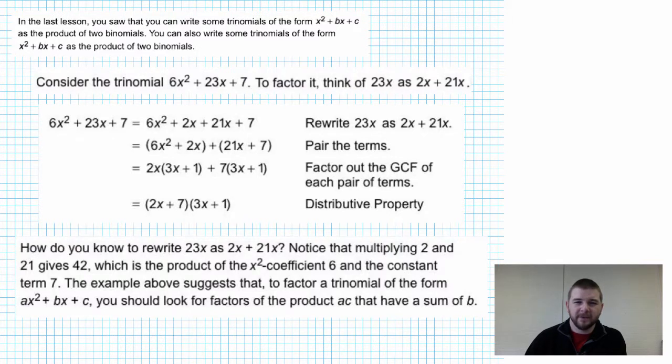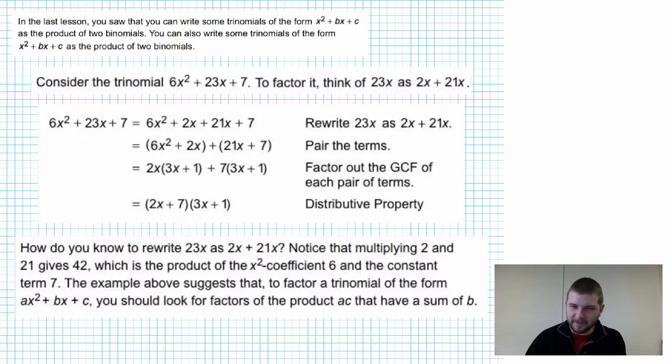So remember, the objective of this section is to factor trinomials that do not have a leading coefficient of 1. In this case, we have the trinomial 6x squared plus 23x plus 7. Notice its leading coefficient is 6. That complicates things just a bit over what we saw in the last section, but we'll learn some tips and techniques to deal with that.